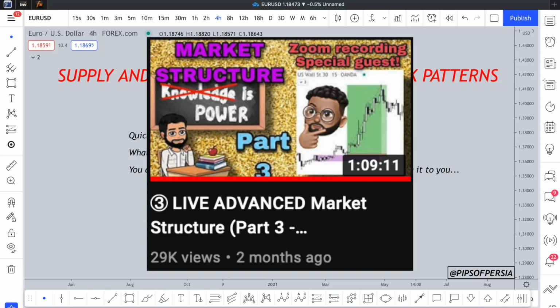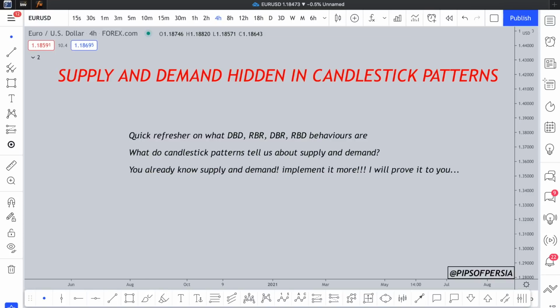In Market Structure Part 3, which was the video that we actually hosted live, we went into some details about rally-based rallies and drop-based drops, so hopefully the majority of you have watched that video and have a good understanding of what they are. But as a quick refresher, especially for those who might still not have a clear understanding, let's quickly speak about what the behavior actually looks like.